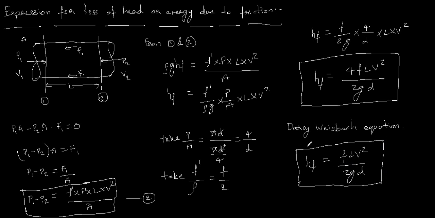So this is the way of deriving an expression for the loss of energy or loss of head due to the friction taking place for the flow of the fluid, that is the flow of the liquid through the pipe. Here again, go through the terms. F is the coefficient of friction, L is the length of the pipe, V is the velocity, G is the gravitational acceleration, and D is the diameter of the pipe. I hope you understand this one.